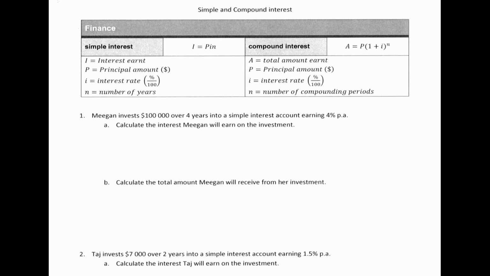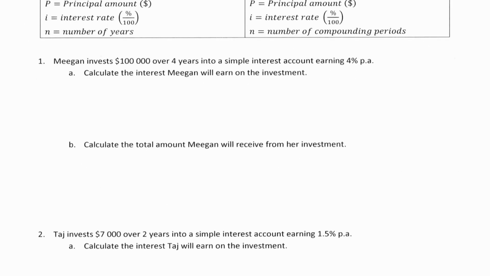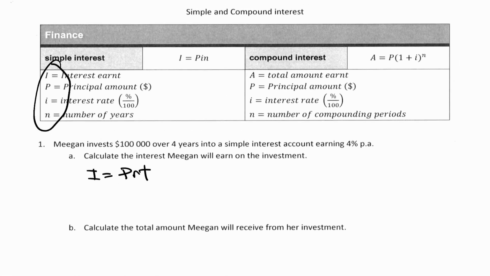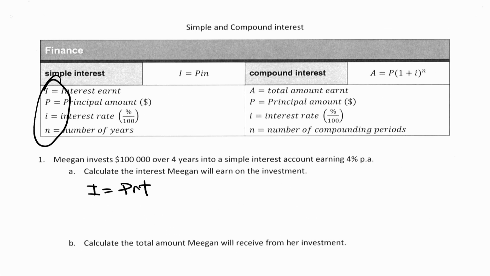Okay, we're just going to go through the practice exam that we did on Friday. Looking at the first question here, Megan invests $100,000 over 4 years into a simple interest account earning 4%. So that's I equals PRT, which is how we've done it in class, or you can use I equals PIN, which is the same thing, just different letters.